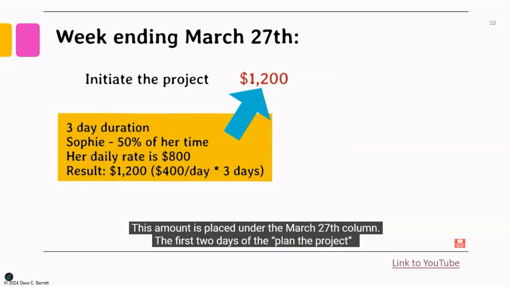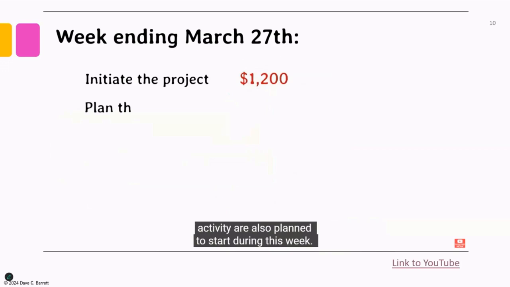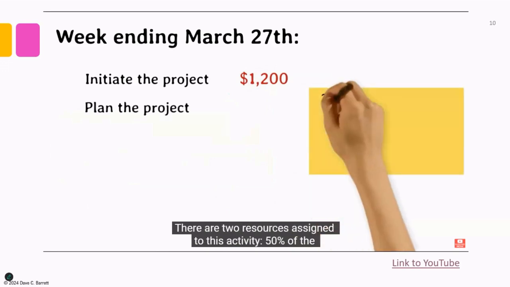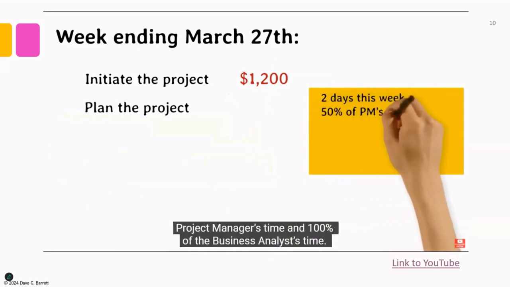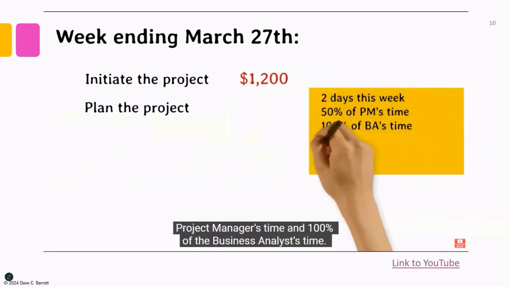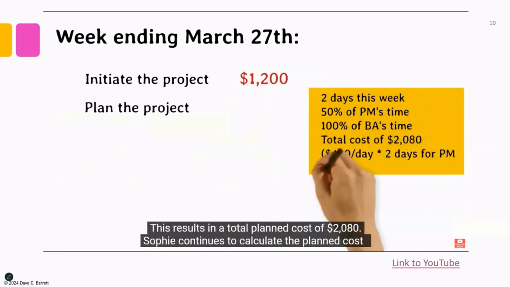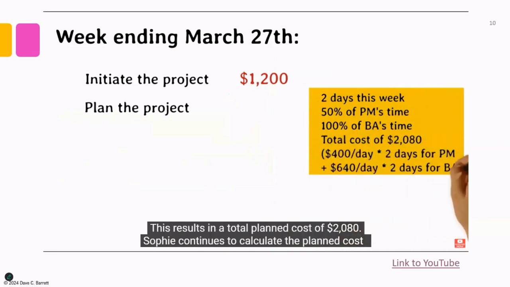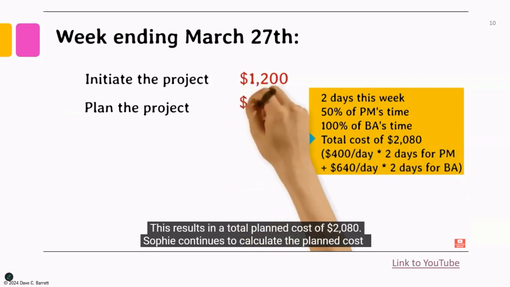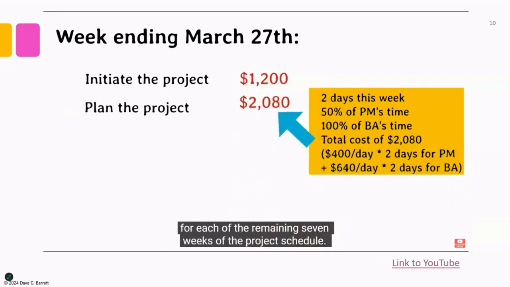The first 2 days of the project activity are also planned to start during this week. There are 2 resources assigned to this activity, 50% of the project manager's time and 100% of the business analyst's time. This results in a total planned cost of $2,080. Sophie continues to calculate the planned cost for each of the remaining 7 weeks of the project schedule.